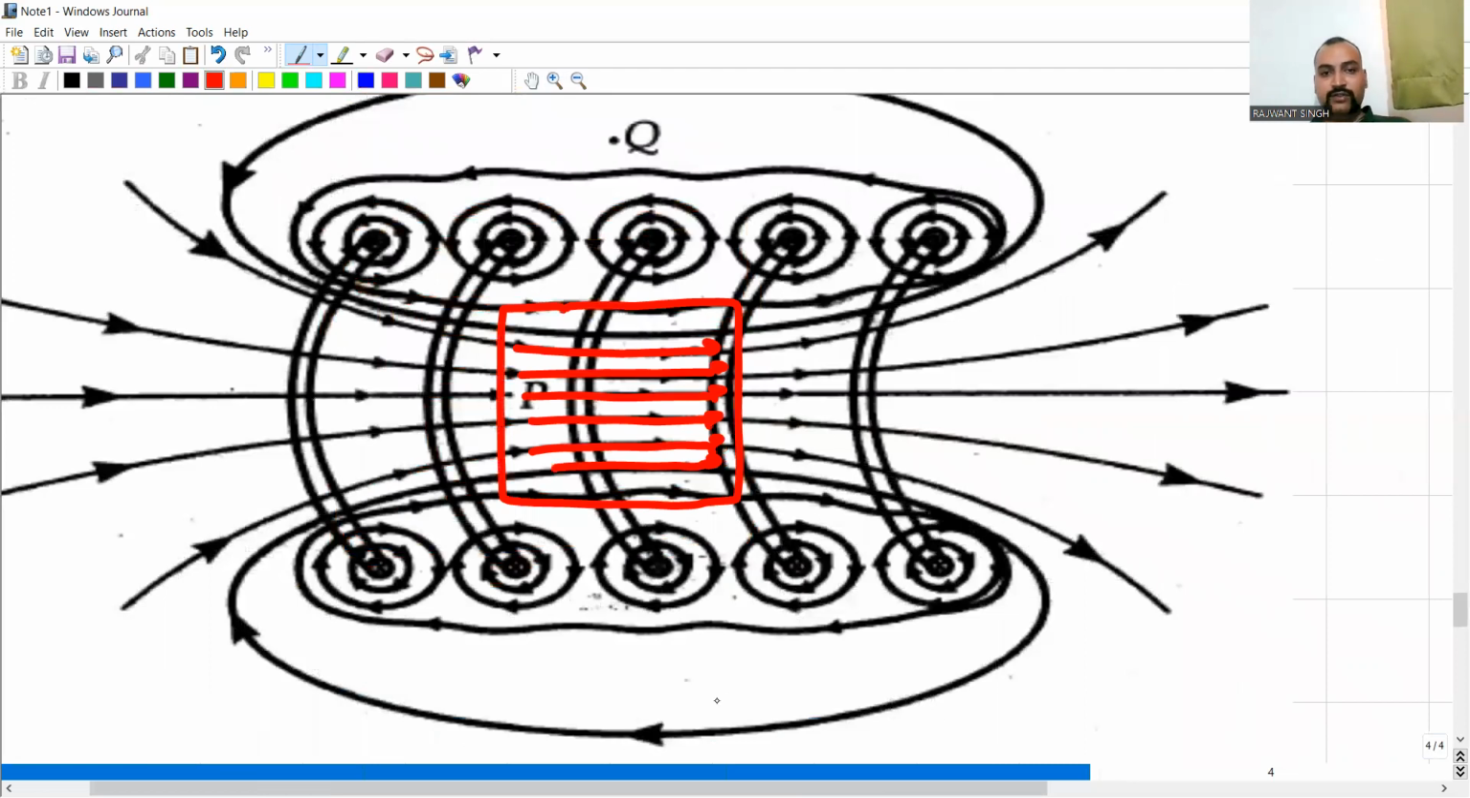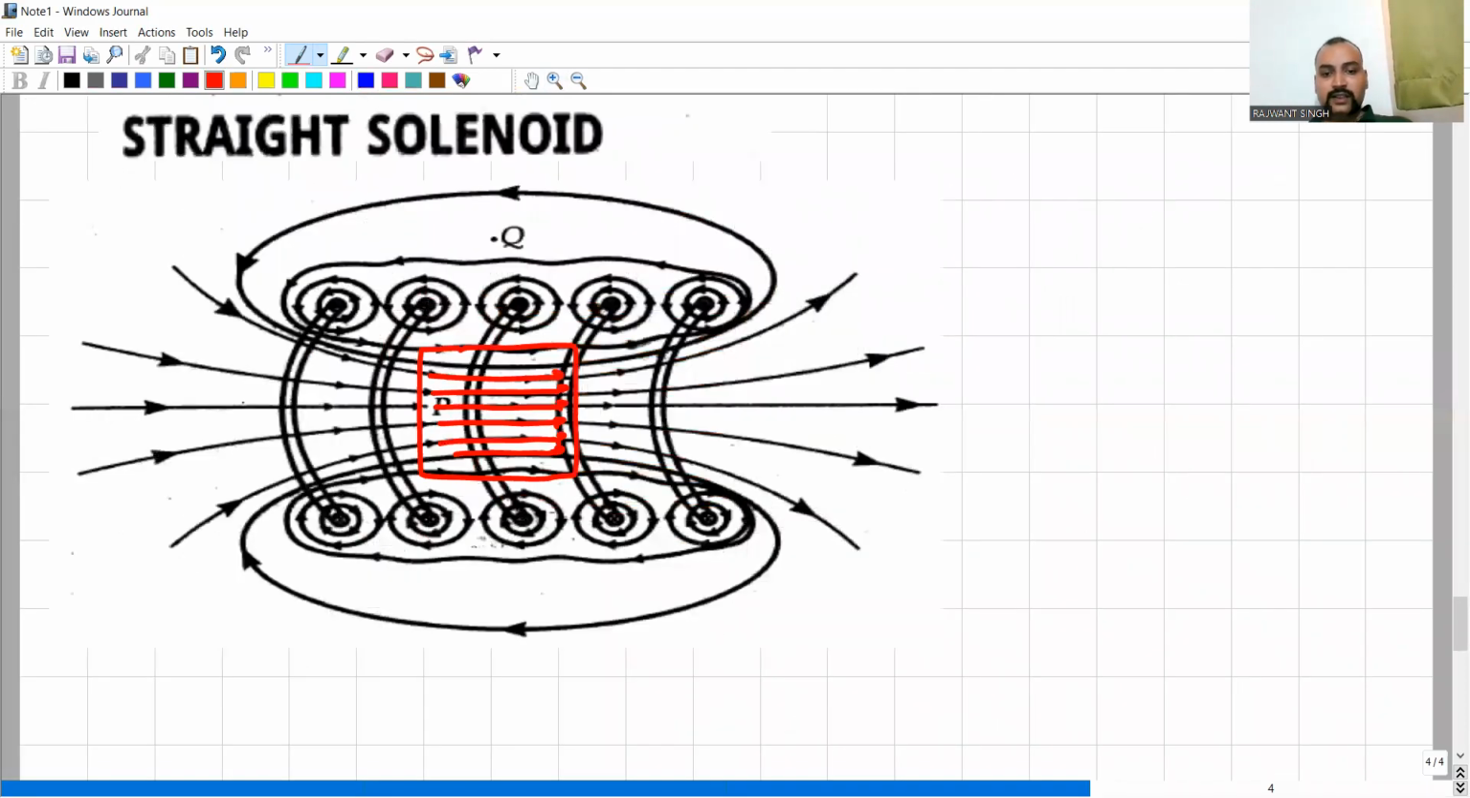At the center of the solenoid. So this is how a solenoid looks. Now, the magnetic field of a solenoid looks like this. Magnetic field of the solenoid looks like this.